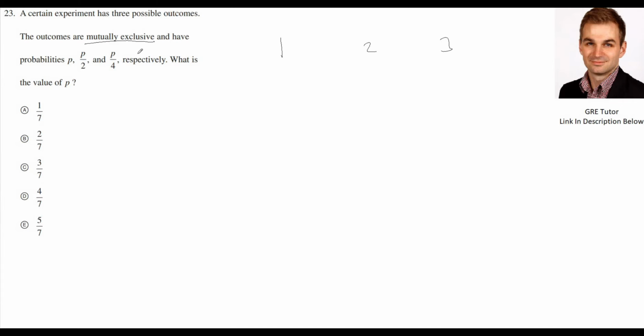Alright, so they have probabilities that are respectively P, P over 2, and P over 4. So what is the value of P? Whenever you have some sort of outcome, there's always going to be a proportion of 1 as the total. If you have a 50-50 chance for a coin, it has a 0.5 chance of landing heads and a 0.5 chance of landing tails, and if you add the outcomes of heads and tails, you get 1.